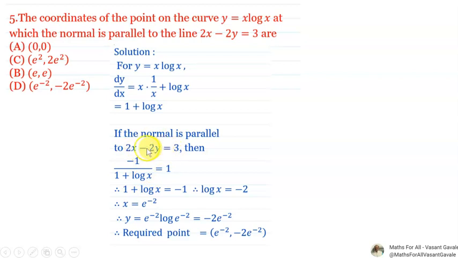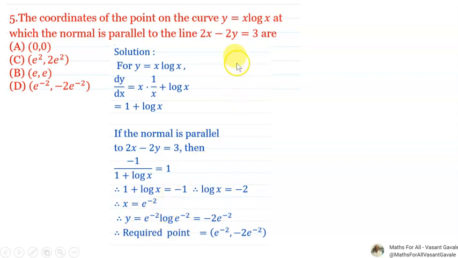Now what is the slope of this line? Slope of this line is 1, and equate to the 1 बरोबर equate करणार. Simplify this. Then you will get here 1 plus log of x is equals to minus 1. It means that log of x is equals to minus 2. Therefore, x is equals to e raised to minus 2.